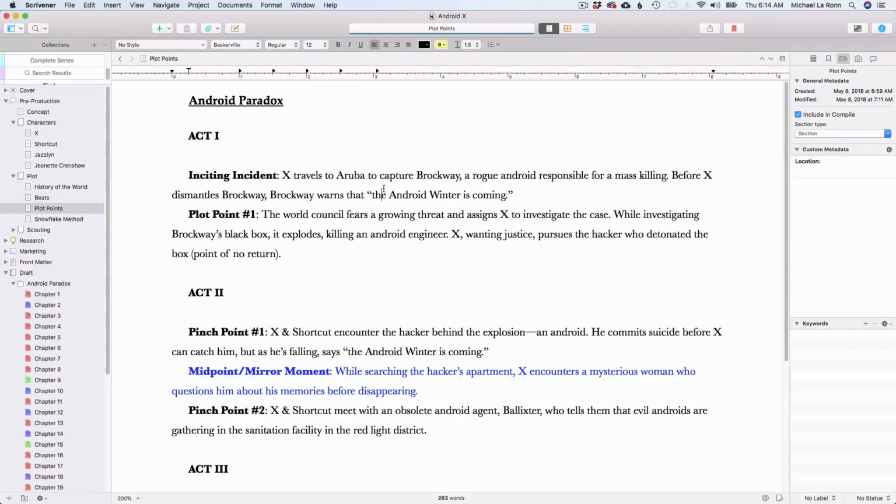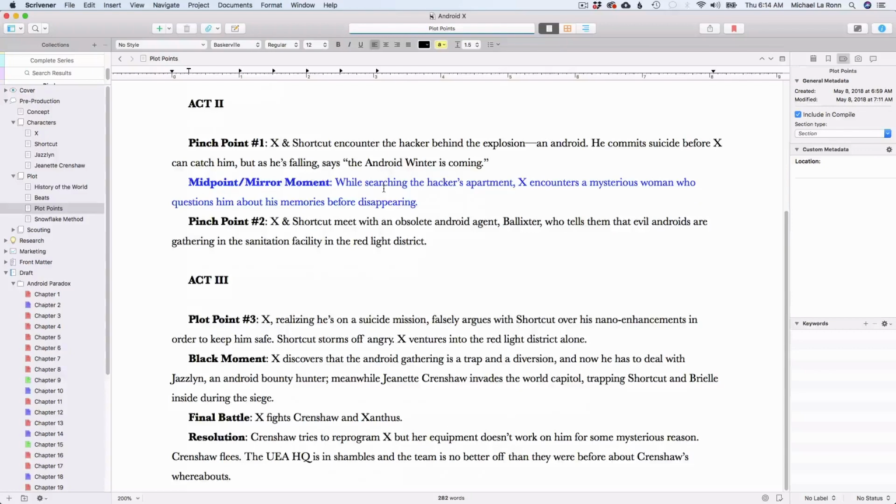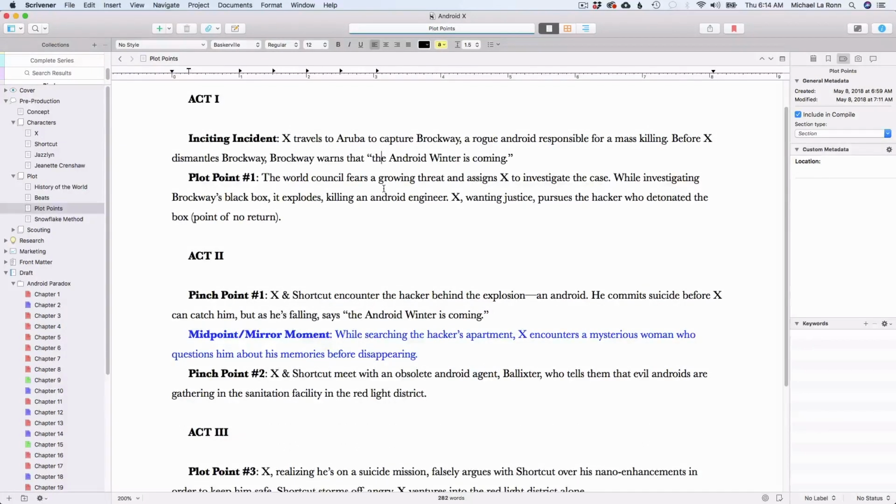I've got my inciting incident, my plot points, my pinch points, my mirror moment, all the things that you would expect to see in a story that follows the plot point theory. Now, what I like about the plot point theory is that it gives you some structure. What I like about the 3-act method is that it gives you a good sense of a beginning, middle, and end, but it doesn't always give you structure. And so that's why I think the two of them go together pretty well. So that's a method that you can use as well.